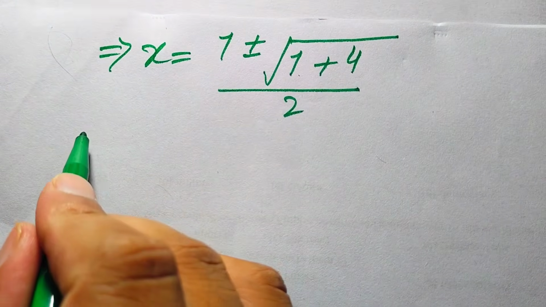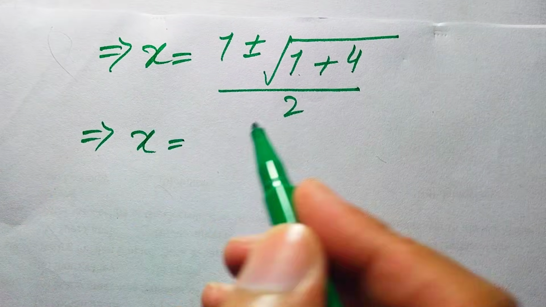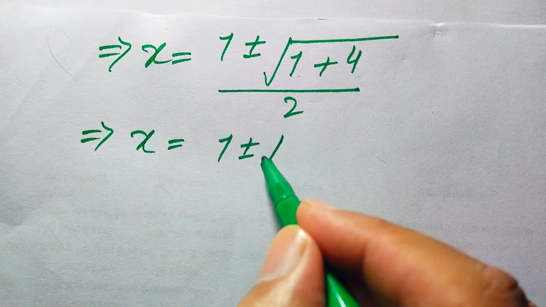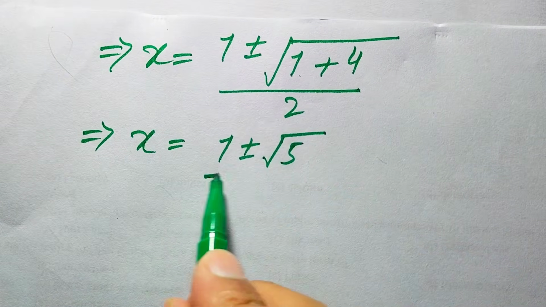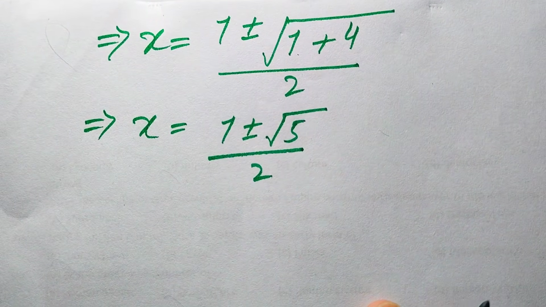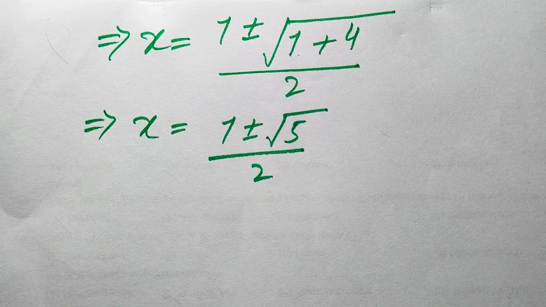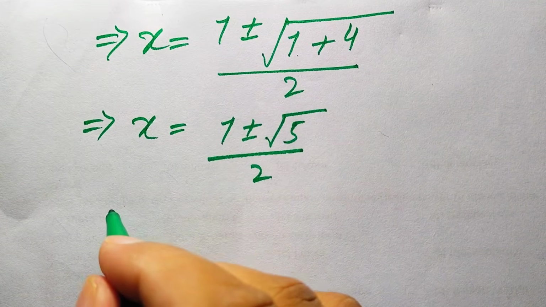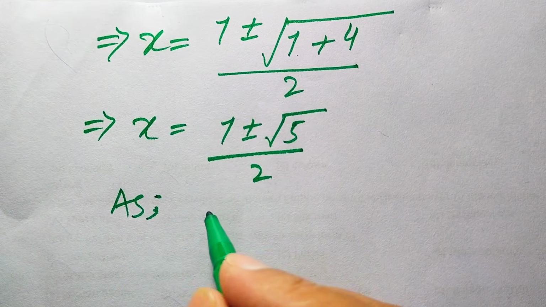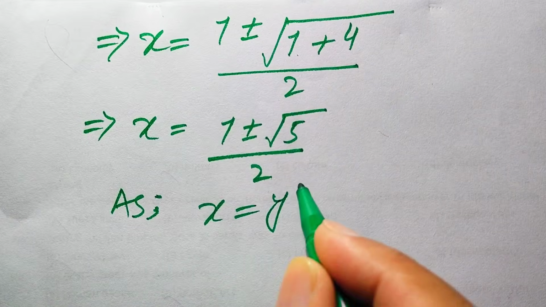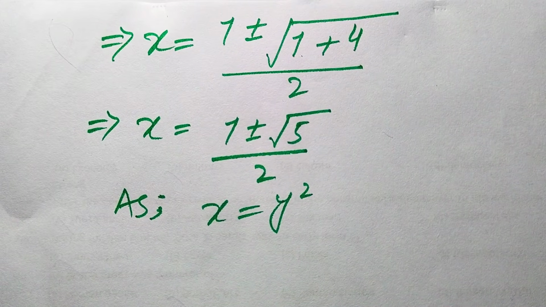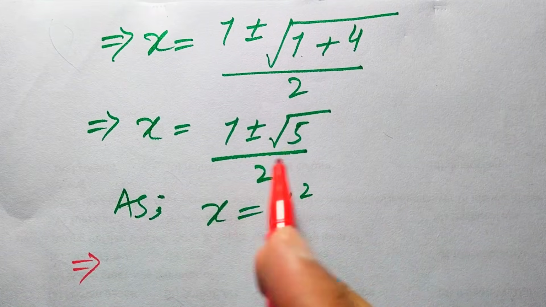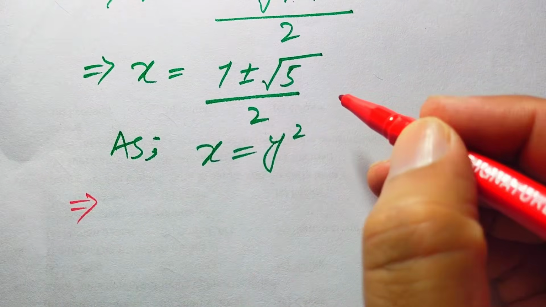Now in the next step we need more simplification, and we get x equals 1 plus or minus square root of 1 plus 4, which becomes 5, divided by 2. Further, in the next step we move backward and substitute the value of x, as in the previous step we took x equals y squared. So we back substitute this value of x into the above equation, and we break this value into two cases.